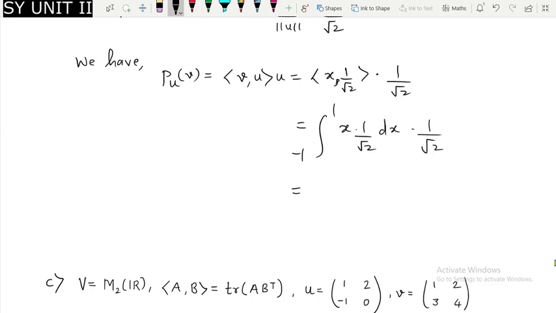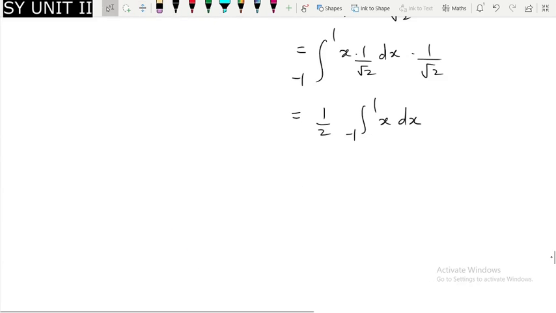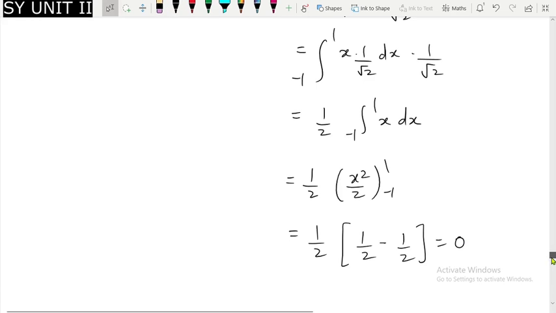So that 1 upon root 2 and 1 upon root 2 will be half, so half times the integration from minus 1 to 1 of x dx, and this will be, just a minute, half times x square upon 2 from minus 1 to 1, which is equal to half, inside the bracket, 1 upon 2 minus 1 upon 2, which is equal to 0. Okay, so our orthogonal projection in this case is 0.